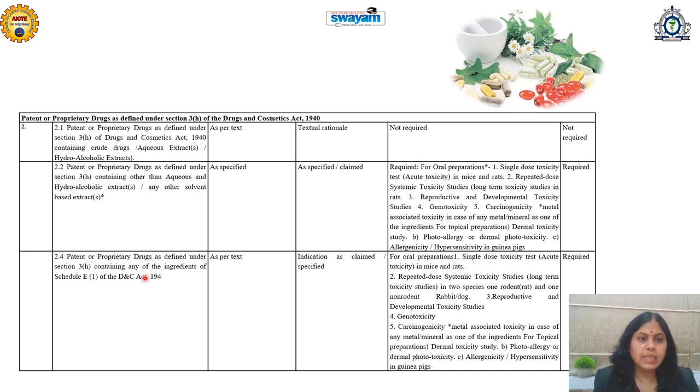And then next it is mentioned that if the patent or proprietary drugs as defined under section 3H contain any of the ingredients of the schedule of the DNC Act, then as per text, if its ingredients are there and indications are as specified in the text, then again the safety as well as toxicity data are required or need to be generated, meaning these types of studies are required.